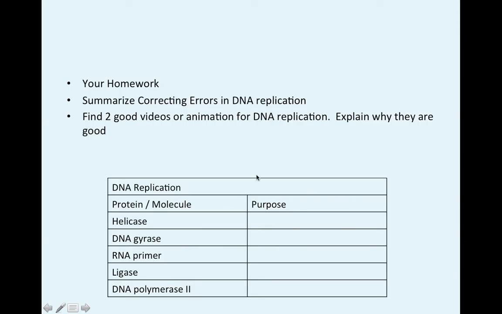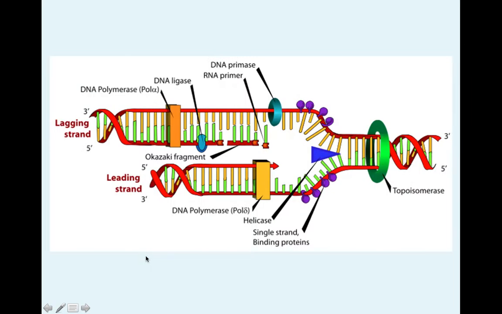And then this would be a pretty handy thing to have. I think you should make a chart in your notes, in your portfolio, where you have, well, what does helicase do? What does gyrase do? What does RNA primer do? What does ligase do? What does DNA polymerase 2 do? What does DNA polymerase 1 do? What does DNA polymerase 3 do? I haven't completed a complete chart here, but it's nice to have this little handy chart so that you know exactly what the function is of each of these. And then there's our picture, which has everything that we talked about.